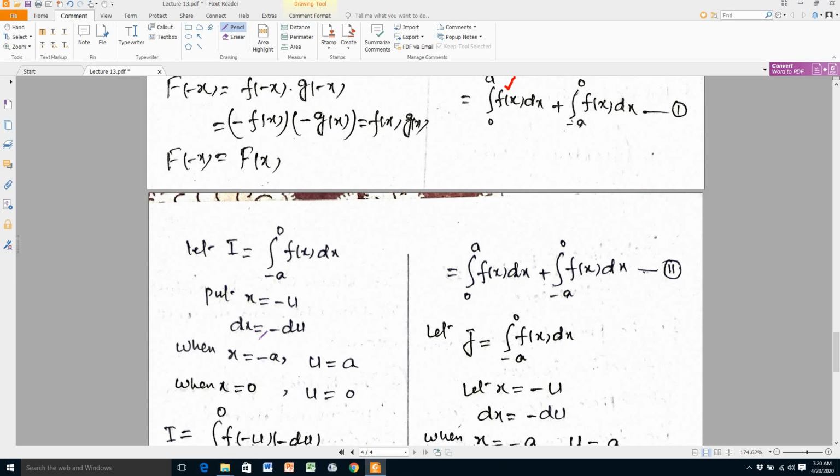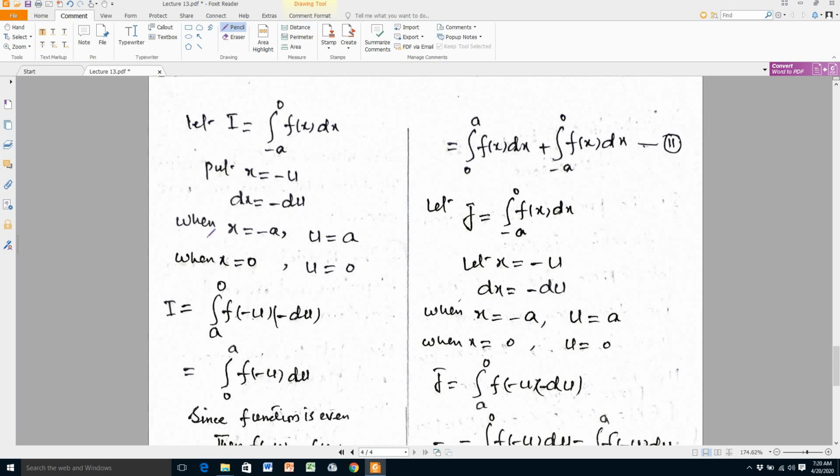So in this way I have to change its limits also. When x is equal to minus a, the lower limit, and you substitute x is equal to minus a here, then the negative sign cancels with the negative sign, so u is equal to a. When x is equal to 0, the second limit, when you substitute x is equal to 0 here, then u is equal to 0.